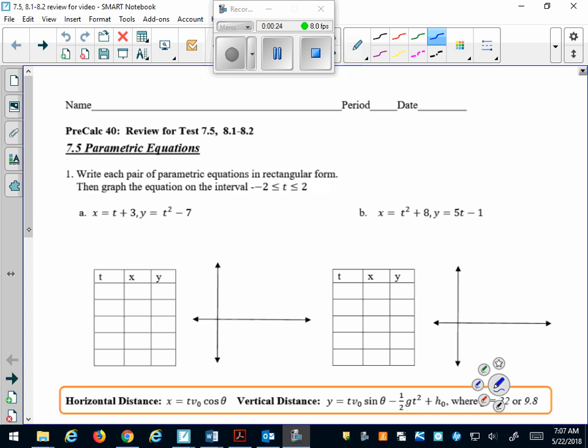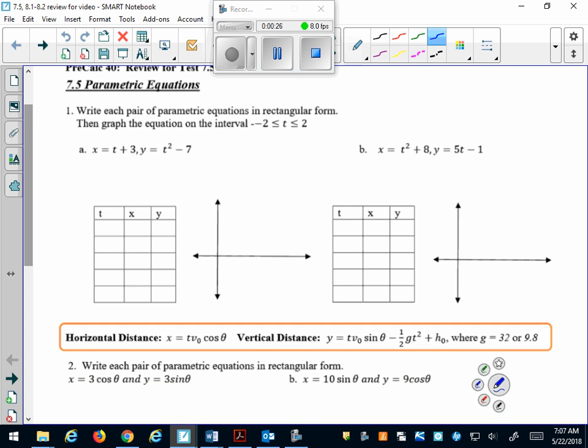Okay, so I have it separated here into the two sections labeled. Parametric equations is first. The test is labeled the same way, so parametric equations comes first. This one says to write it in rectangular form on this interval for t, and then we're also going to graph it. You should think of these two tasks as separate things. I'm actually going to graph it first.